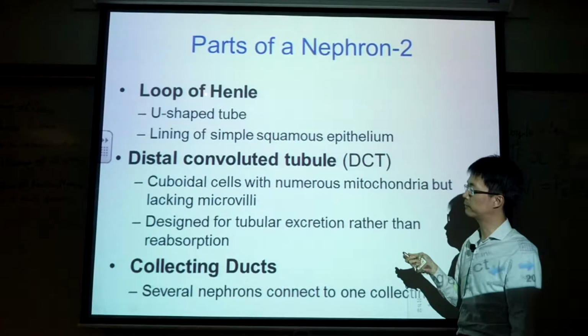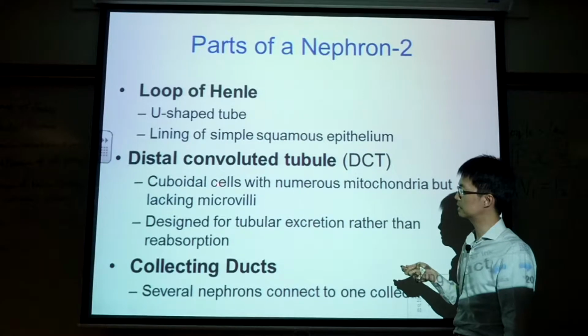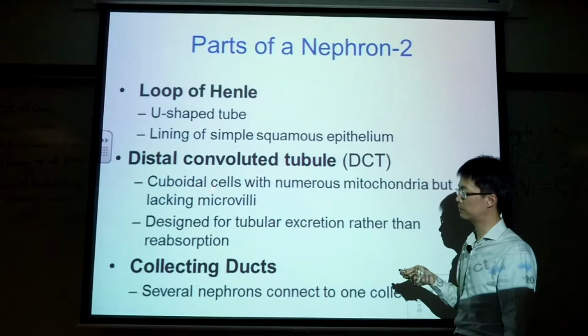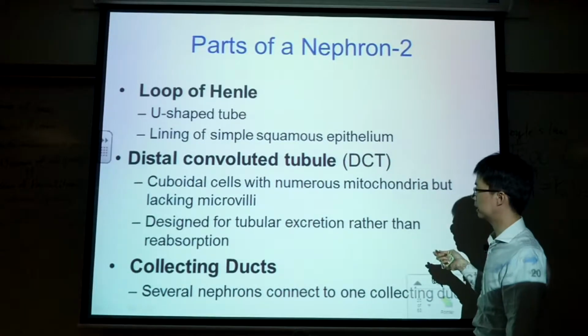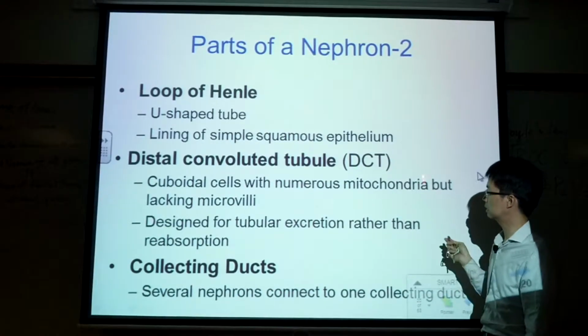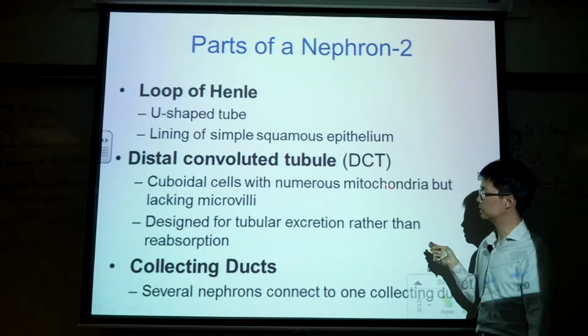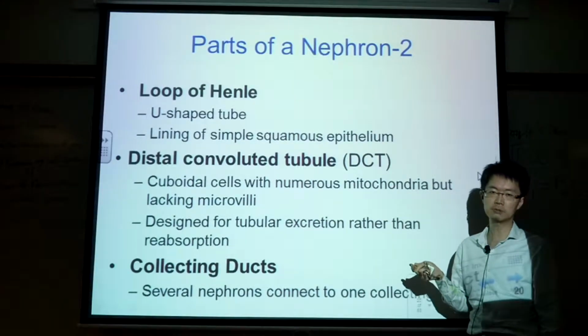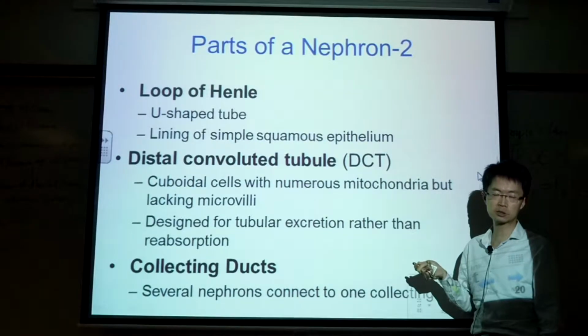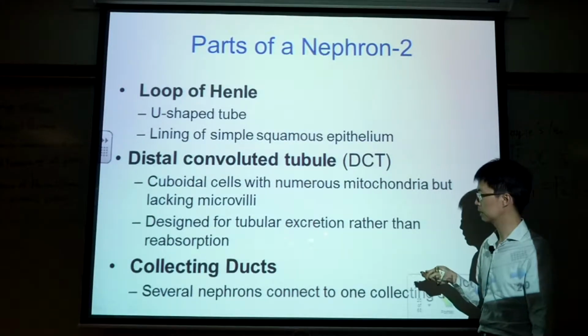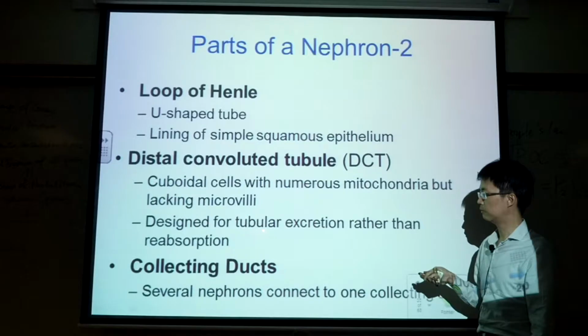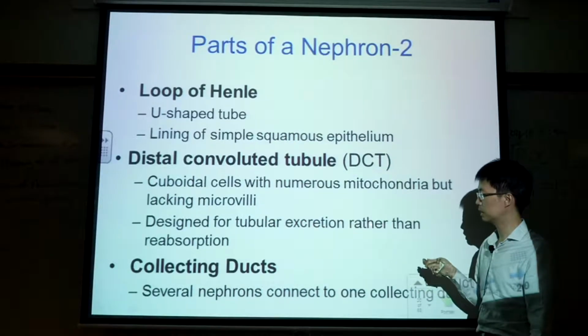And then after the loop of Henle, you have the distal convoluted tubule, DCT. Again, it is made up of a simple cuboidal epithelium. And then it has more mitochondria, but lacks microvilli. The reason is that you have mitochondria here because you have lots of active transport occurring in there. It is designed for tubular excretion rather than reabsorption.